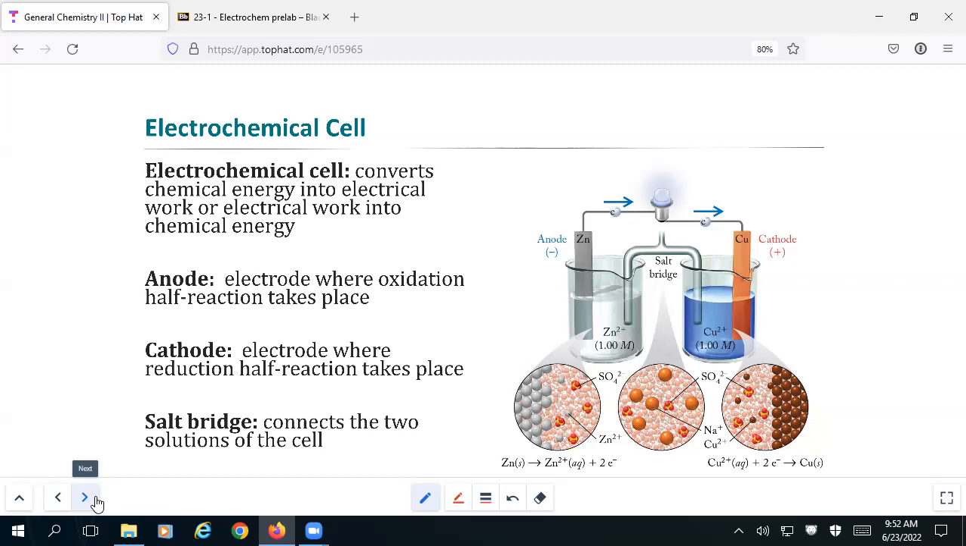Now, I really don't have a great mnemonic for keeping cathode and anode straight. The only way we can put it together that makes a little bit of sense is that anode and oxidation both start with vowels, and cathode and reduction both start with consonants. It's not great, but it's something.